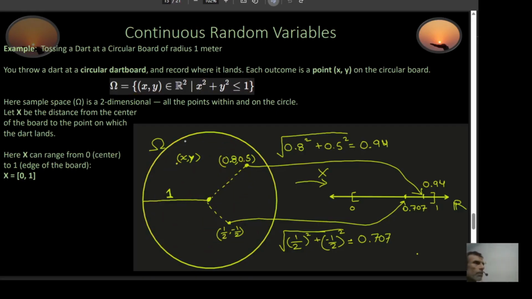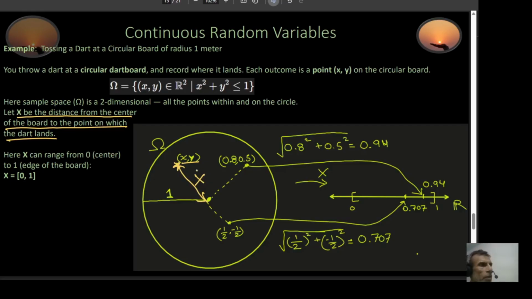Okay, now let X be the distance from the center of the board to the point on which the dart lands. So let's say your dart lands right here. In this case, your X would be this distance right here, from here to here. By the way, this is capital X and this is small x, small y. So this is my distance right here.